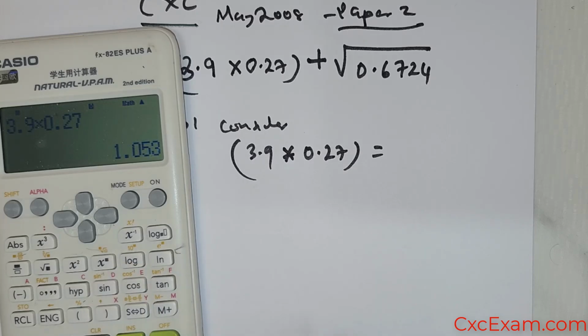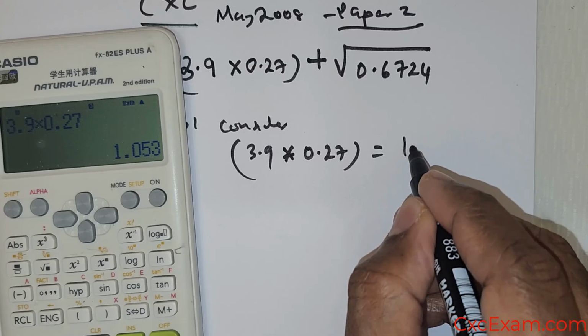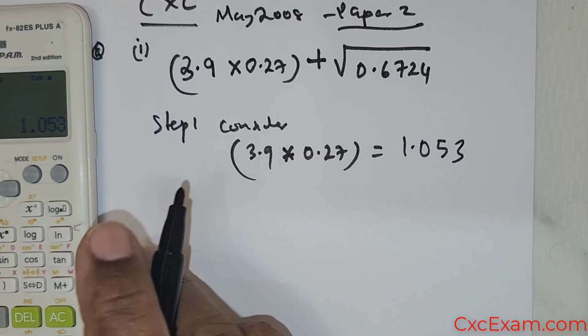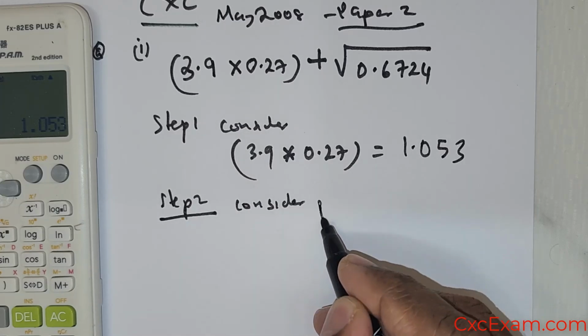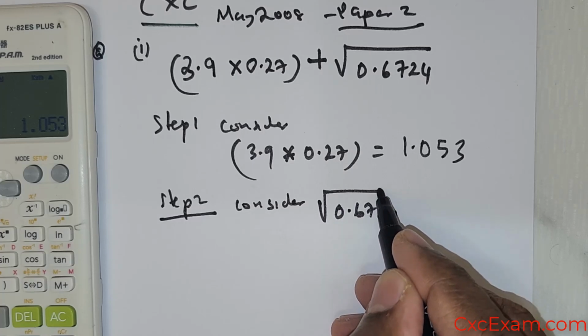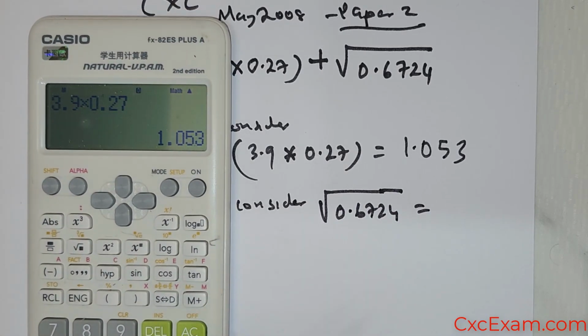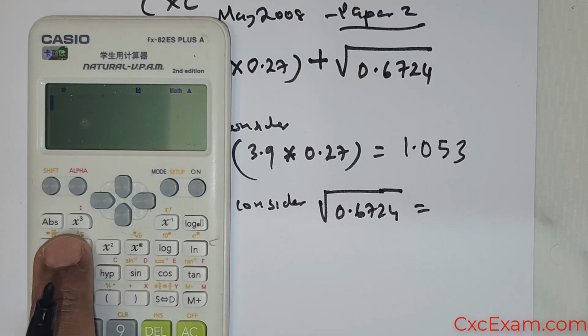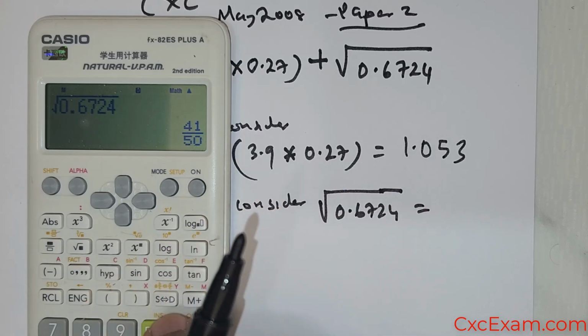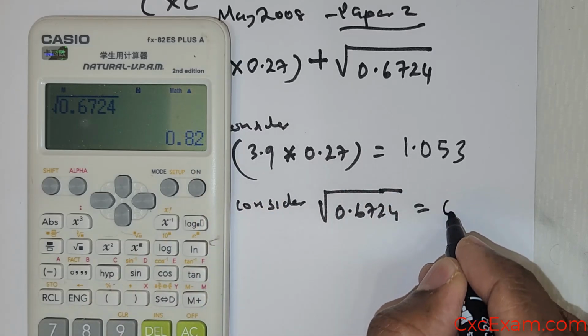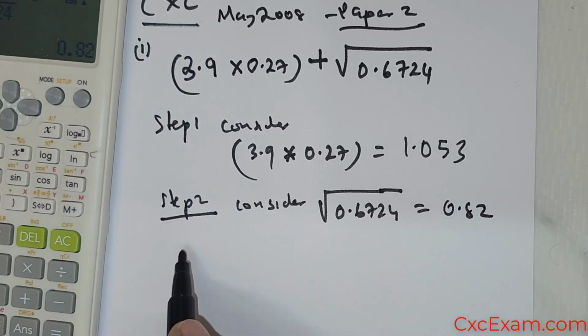So what do you get? You get a value of 1.053. This is step 1. Now step 2, you consider the square root of 0.6724. Use your calculator. Depending upon your calculator, you can either key in the number or start off with the square root sign. 0.6724, what do you get? You get a value of 0.82. So step 2 is done.